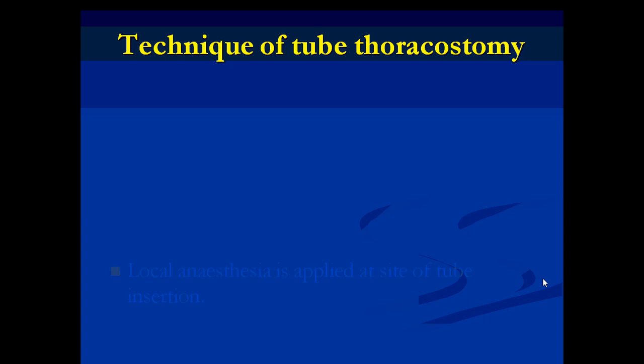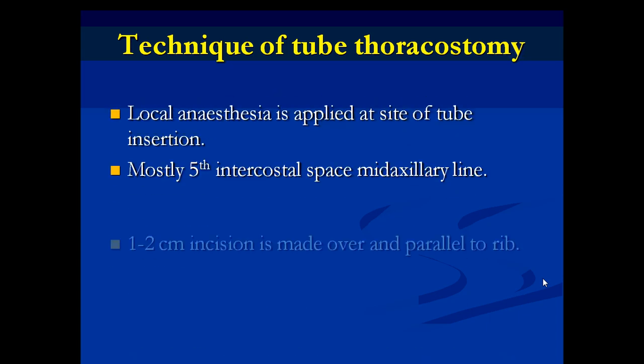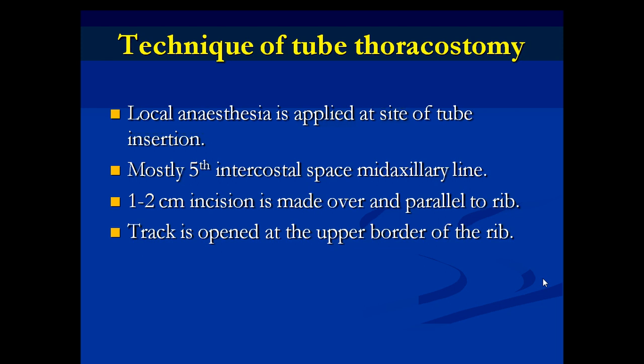Technique of tube thoracostomy. Firstly, local anesthesia is applied at the site of the insertion, which is usually the fifth intercostal space at the mid-axillary line. We have what's called the safety triangle or triangle of safety, which is bounded by the posterior border of the pectoralis major muscle and the anterior border of the latissimus dorsi muscle, and inferiorly it's bounded by the upper border of the sixth rib. It's laterally on the lateral chest wall.